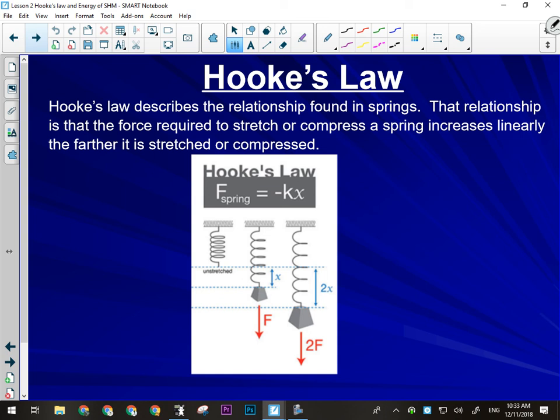But what he also discovered was that the more you pulled on something, the further it would stretch. Again, that's not rocket science, but the relationship he found was that it is linear. If I double the amount of force I pull on a spring with, I will double the length of the spring, or I'll double how far it stretches. Maybe not double the length of the spring, but I'll double how far it stretches. So he discovered that this relationship was true.